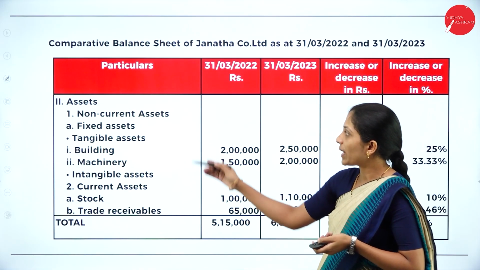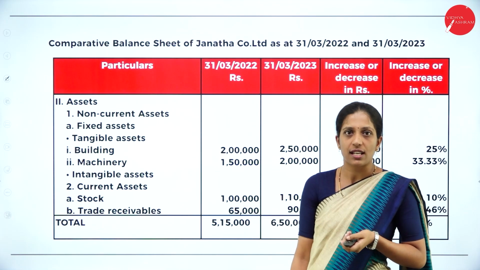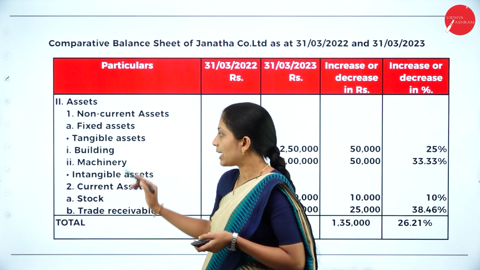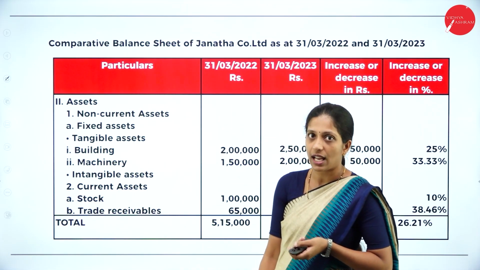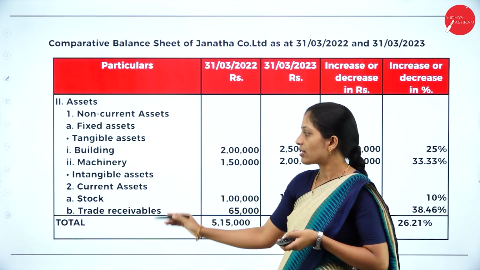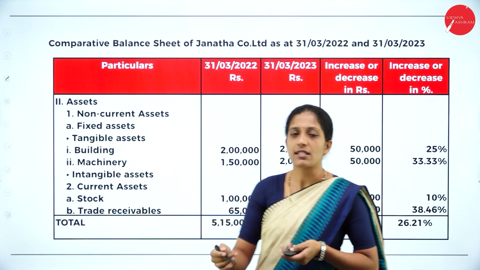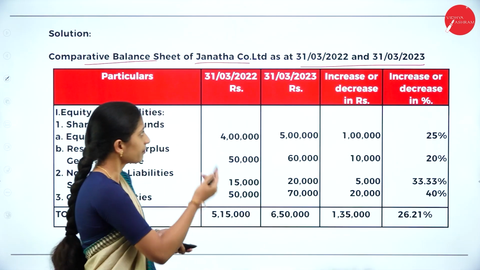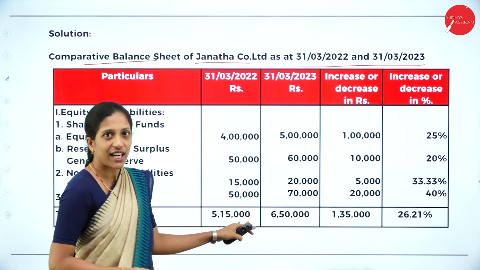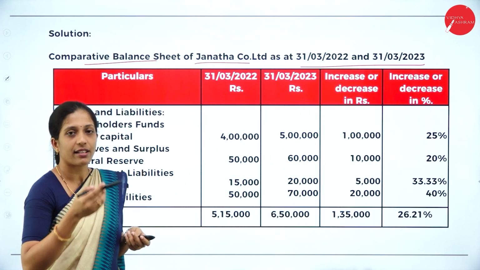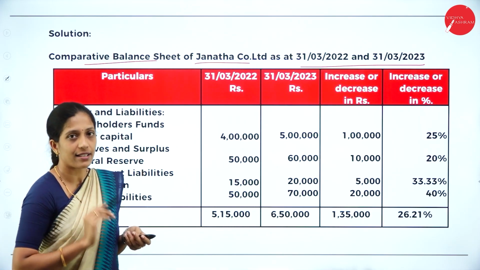Coming to assets, we have non-current assets. Under that, fixed assets, tangible assets if you have. In this problem, they have given building and machinery. Intangible assets, they have not given. Current assets, so total. This is how you will write the amount. Now, since it is a comparative statement, you will write this amount in the order they have given. However they give, you have to write in the exact order of the balance sheet.